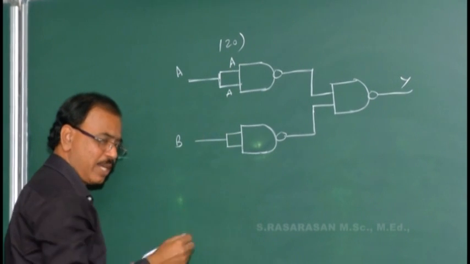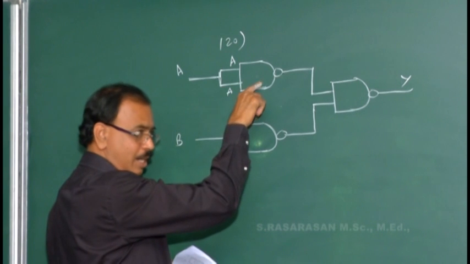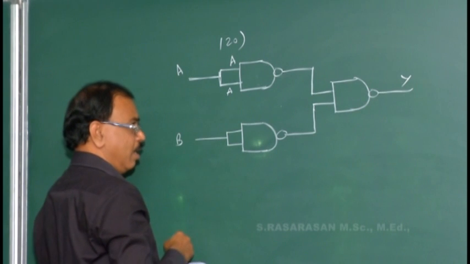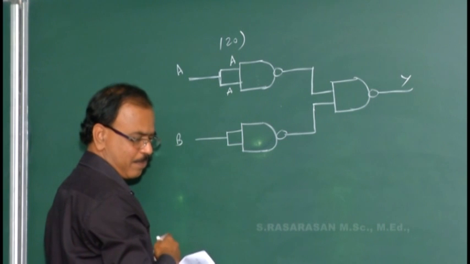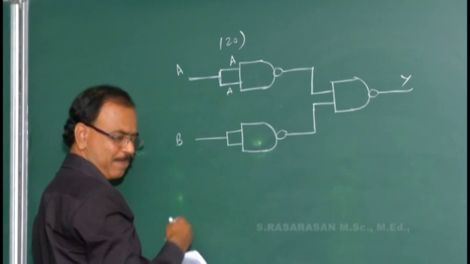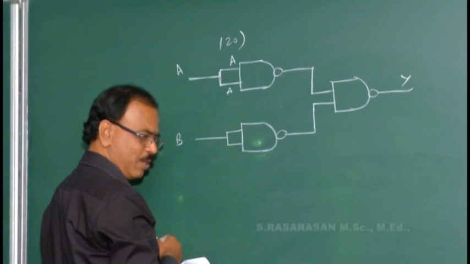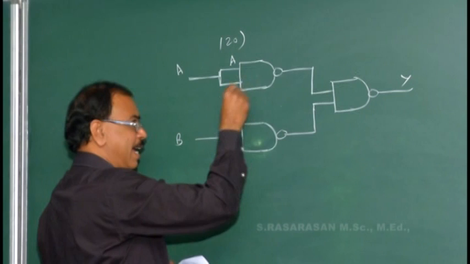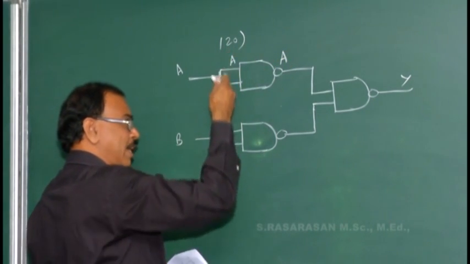So 2 inputs came, this is AND and this is NOT. That's why it is NAND. We call all of them NAND gates because of AND and NOT. Now the AND function is A and B. Here A and A: 1 and 1 is 1, 0 and 0 is 0. What is the AND function? 1 and 1 is 1, 0 and 0 is 0. A and A, B and B is B, C and C is C. So A and A is A.